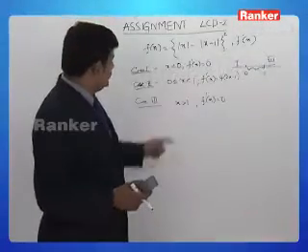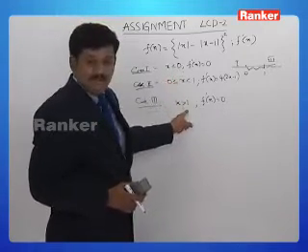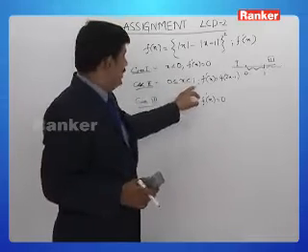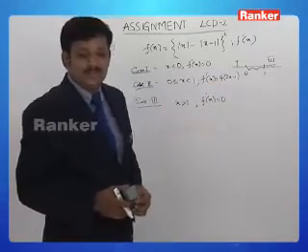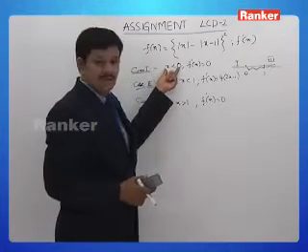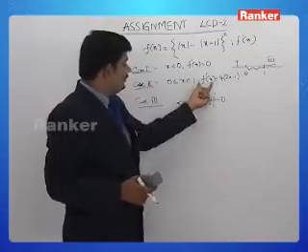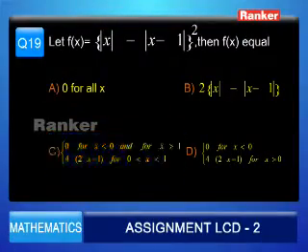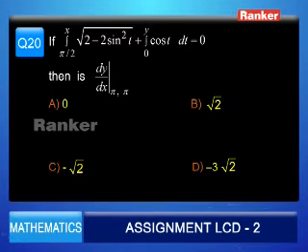So f dash x is 0 when x is less than 0 and also for x greater than 1, and whenever x lies between 0 and 1, f dash of x is 4 into 2x minus 1. So our answer is f dash x is 0 for x less than 0 and for x greater than 1, and f dash of x is 4 into 2x minus 1 for x lying between 0 and 1. So answer is C.